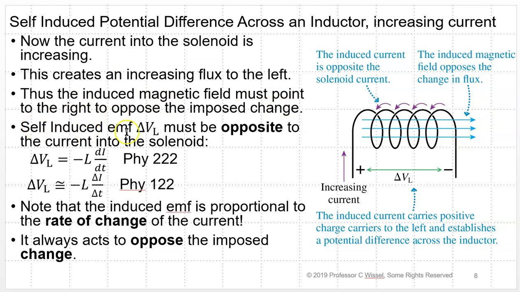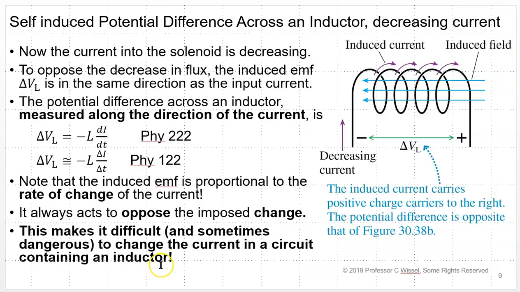The self-induced EMF delta VL must be opposite to the current in the solenoid. So delta VL will be minus L dI/dt, and of course that's for Physics 222 students. If you are algebra-based physics, that will be approximately equal to minus L delta I over delta t. So note that the induced EMF is proportional to the rate of change of the current. It always acts to oppose the imposed change. Yes, I know that's confusing, but just remember, it always tries to fight you.